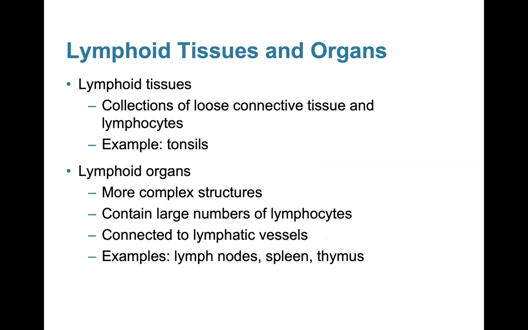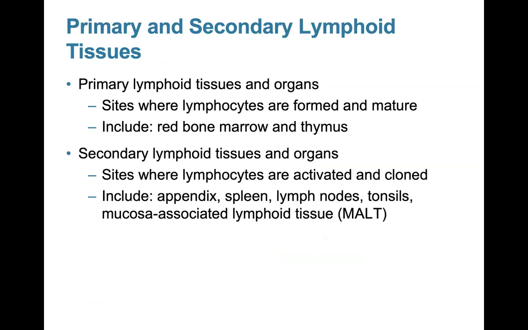Now, the lymphoid tissues, these are collections of loose connective tissue and lymphocytes, for example, your tonsils. Your lymphoid organs, these are more complex structures. They contain large numbers of lymphocytes connected to lymphatic vessels, and examples will include lymph nodes, spleen, and thymus. Primary lymphoid tissues and organs are sites where lymphocytes are formed and mature, and this includes sites such as the red bone marrow and the thymus, where white blood cells can form and mature. The B cells will mature there, and the thymus is where we see maturation of the T cells.